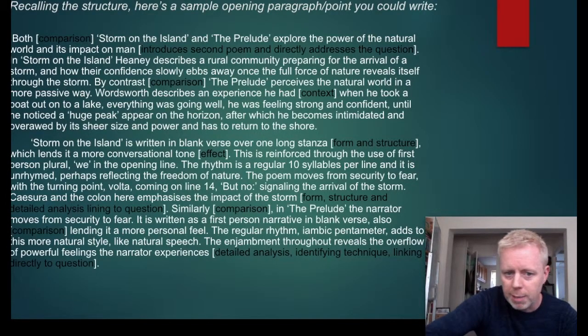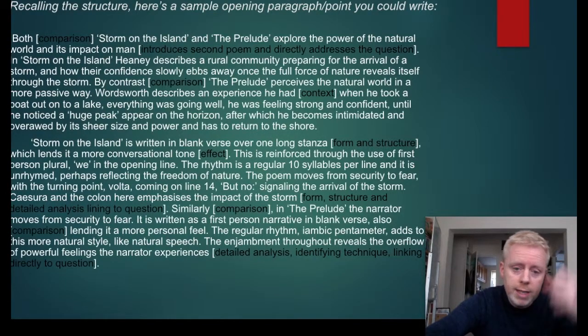By contrast, there's my comparison, I'm comparing in each paragraph, the Prelude perceives the natural world in a more passive way. Wordsworth describes an experience he had when he took a boat out onto a lake. Everything was going well, he was feeling strong and confident, until he noticed a huge peak appear on the horizon, after which he becomes intimidated and overawed by its sheer size and power, and has to return to the shore.